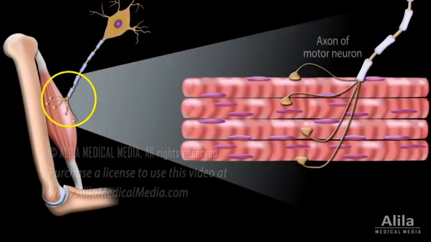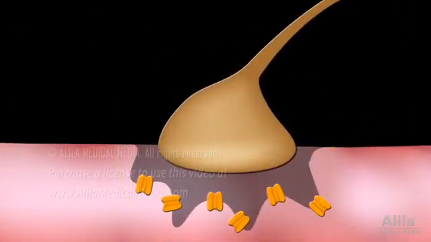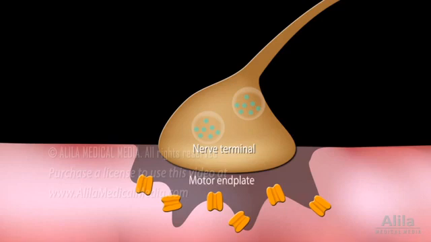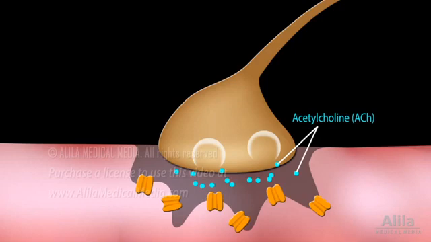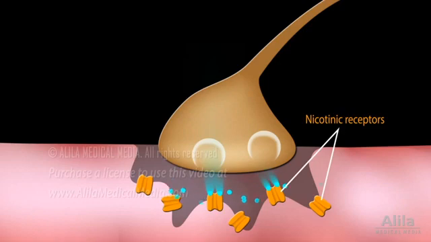The connection between a motor neuron and a muscle fiber is called a neuromuscular junction, which is basically a chemical synapse between the nerve terminal and a specialized area of muscle cell membrane called the motor end plate. When an action potential reaches the nerve terminal, it causes the release of the neurotransmitter acetylcholine into the synaptic space. Acetylcholine then binds to nicotinic receptors on the end plate. Nicotinic receptors are ligand-gated ion channels.